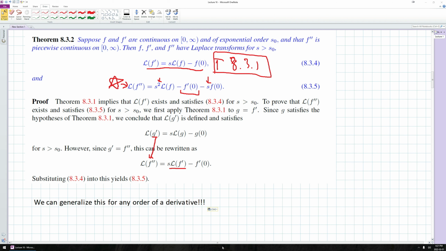Okay, one note here, we can generalize this to work for arbitrary ordered derivatives. Okay, so if you want to go really hardcore math, you can actually use induction to find a formula for the Laplace transform of f to the n, where n is the nth derivative, assuming that f to the n is piecewise continuous, and all of the lower order derivatives are continuous on that interval. Okay, so you could do that. We're not going to do that. So now let's get our hands dirty and look at how we can actually do stuff with this.